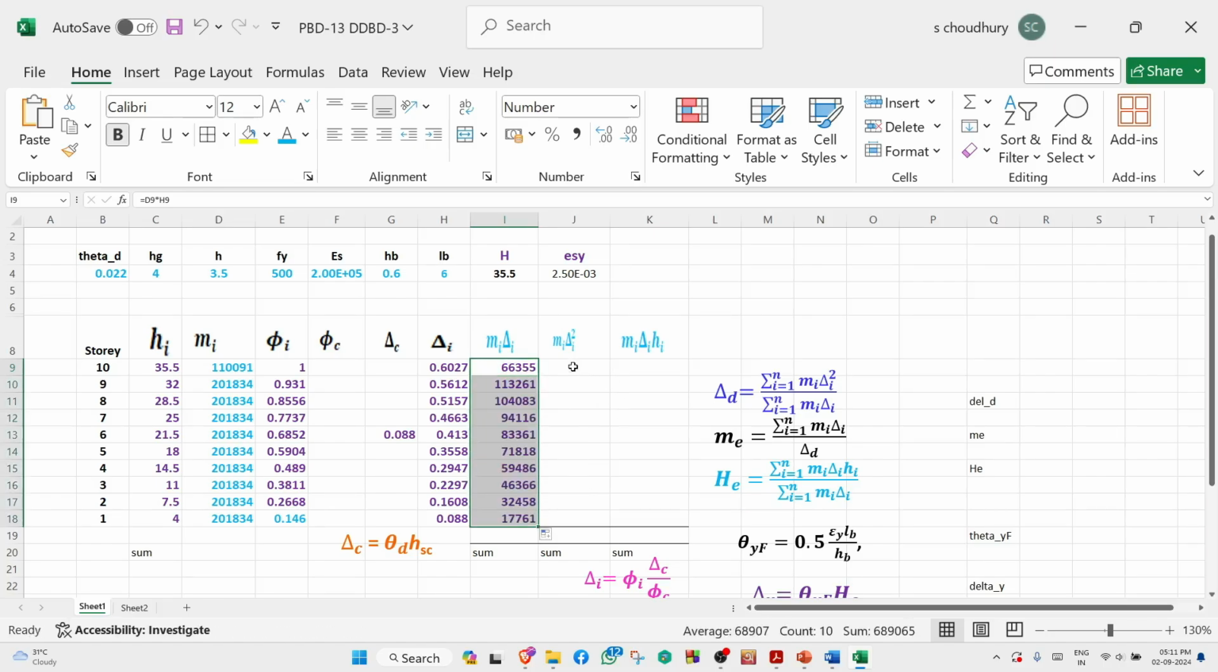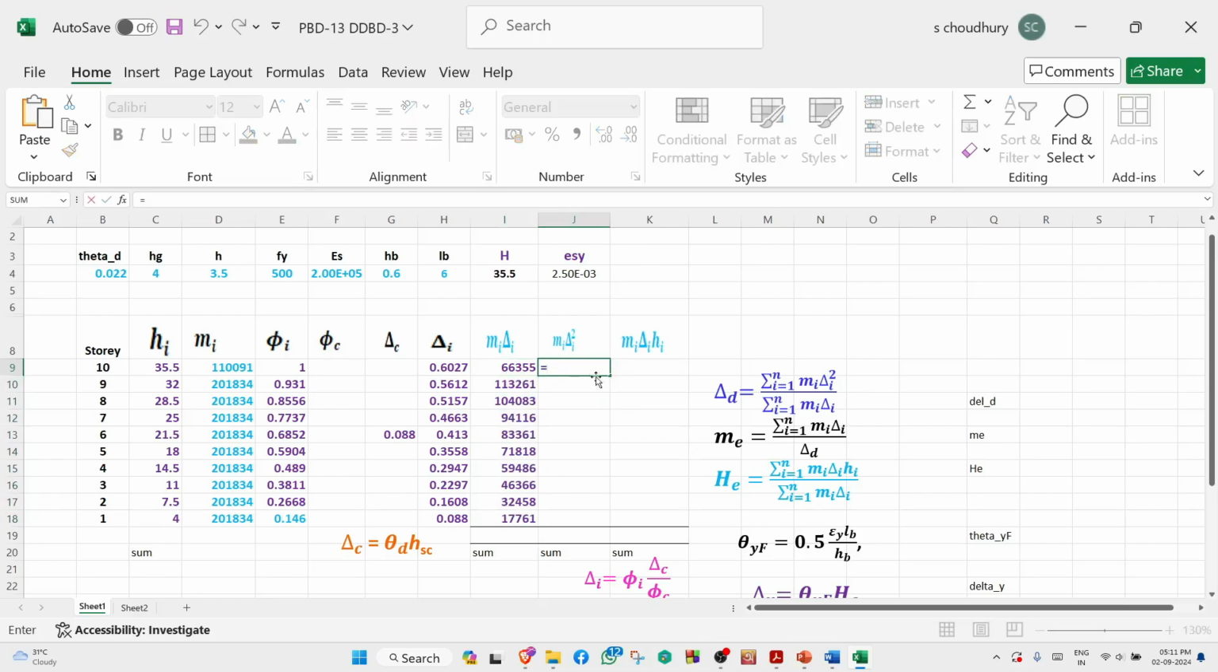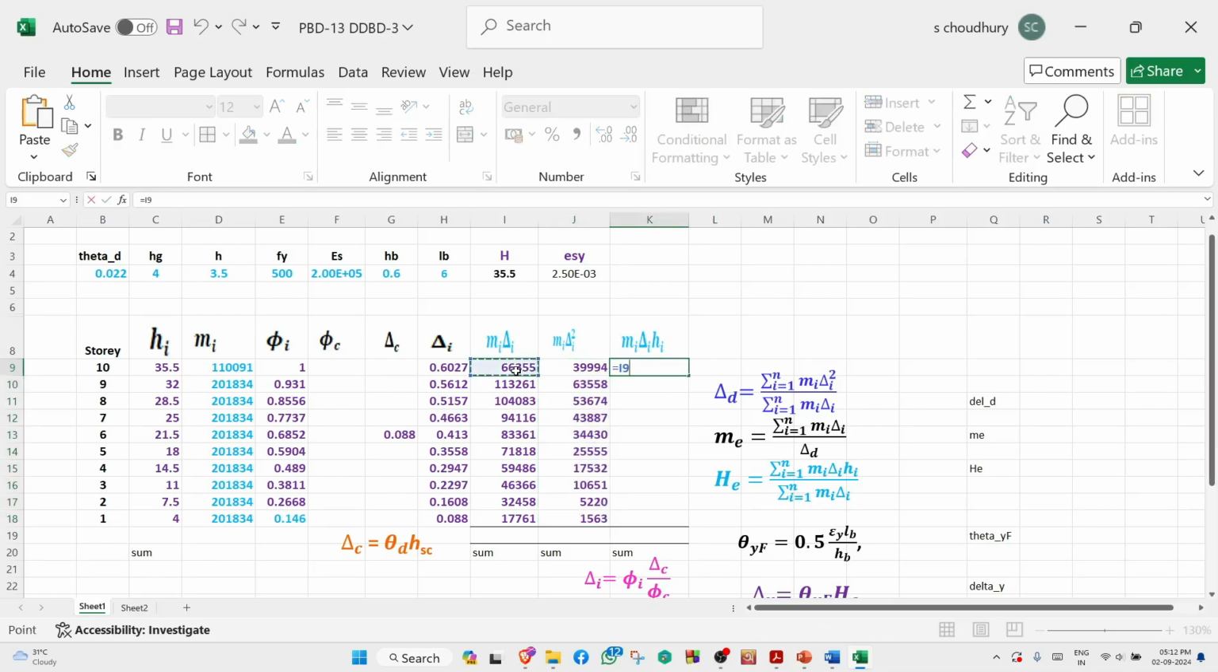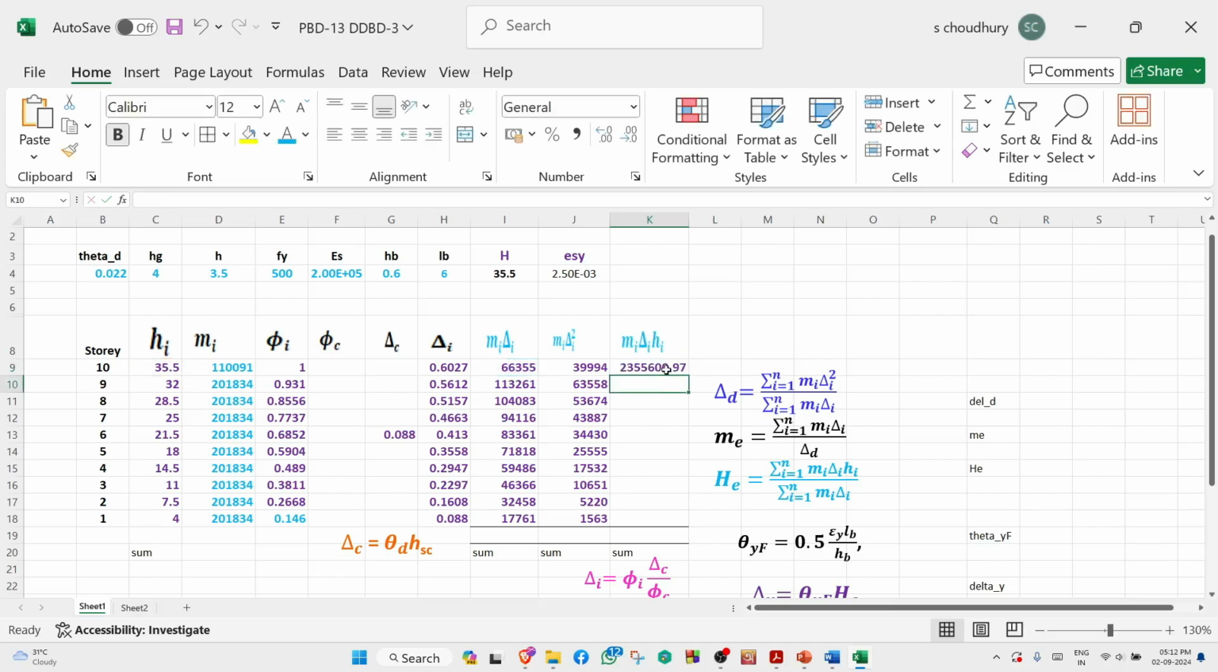So these are your mi delta I square, equal to mi delta I star delta I. So this is applied over the whole building. Mi delta I, then mi delta I hi. So this is equal to this mi delta I column star height column, which is here, and apply it over the entire building.